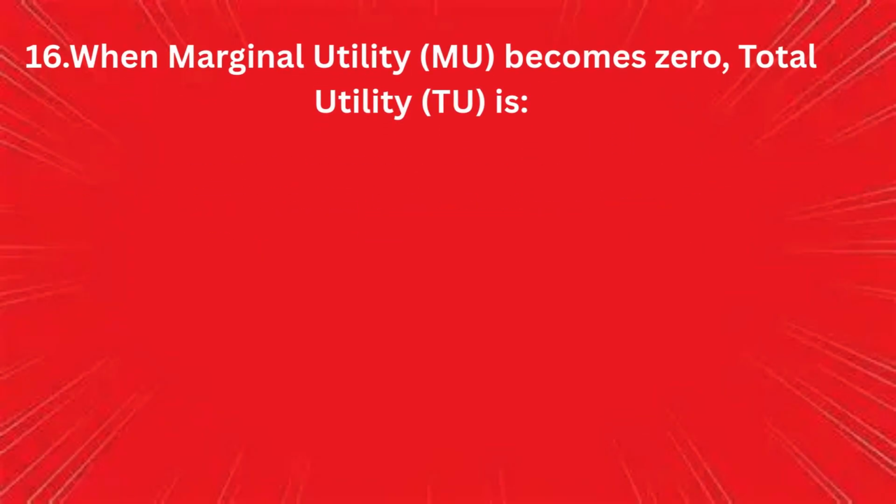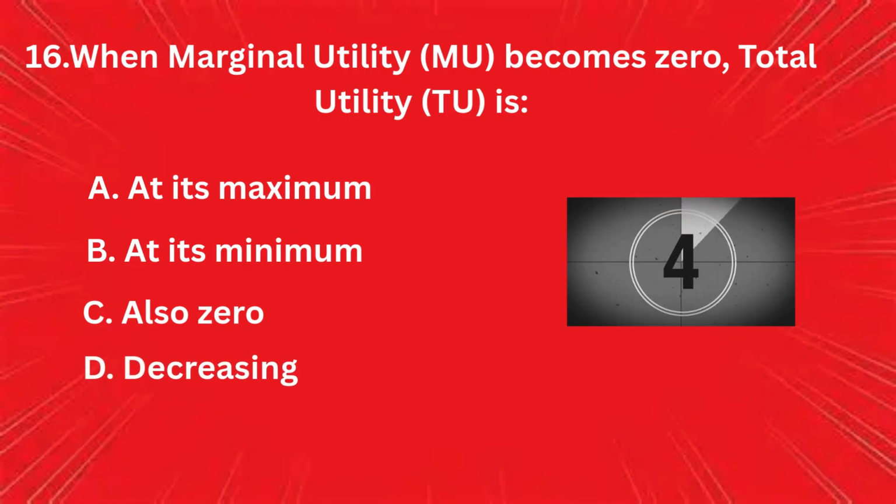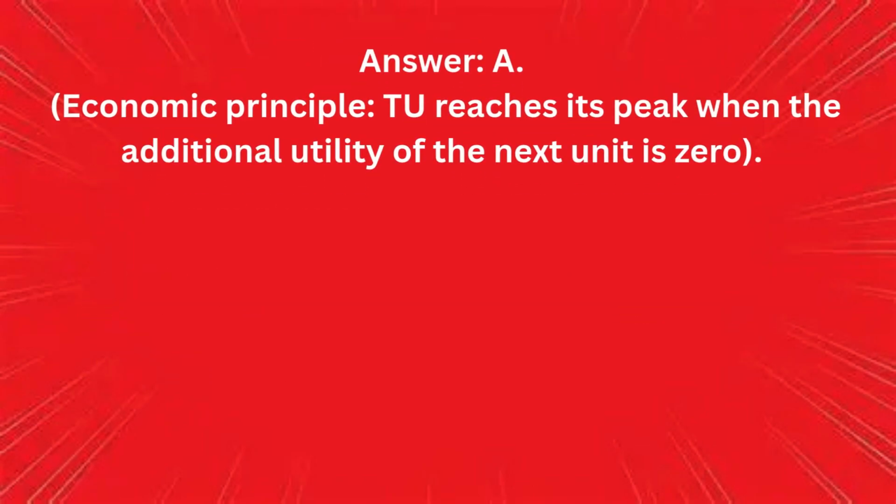16. When marginal utility, MU, becomes zero, total utility, TU, is A. At its maximum. B. At its minimum. C. Also zero. D. Decreasing. Answer. A. By economic principle, TU reaches its peak when the additional utility of the next unit is zero.